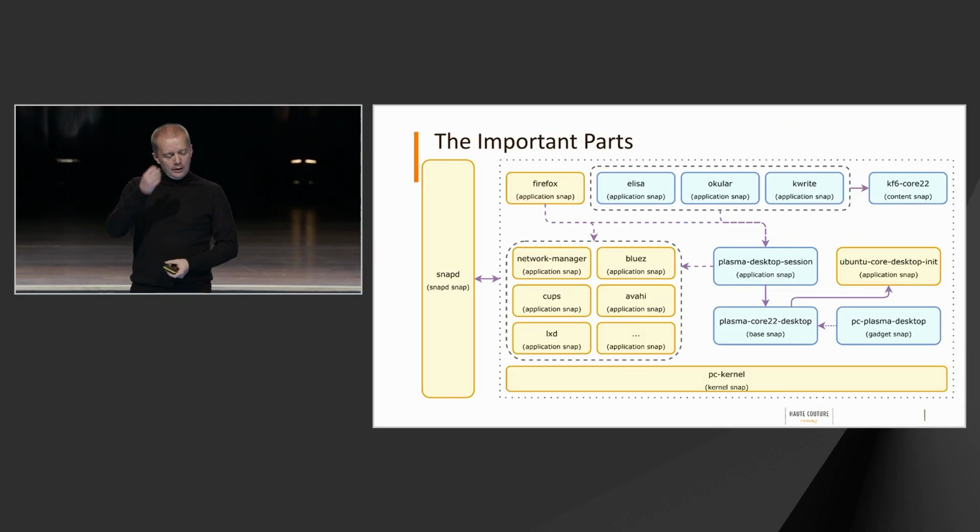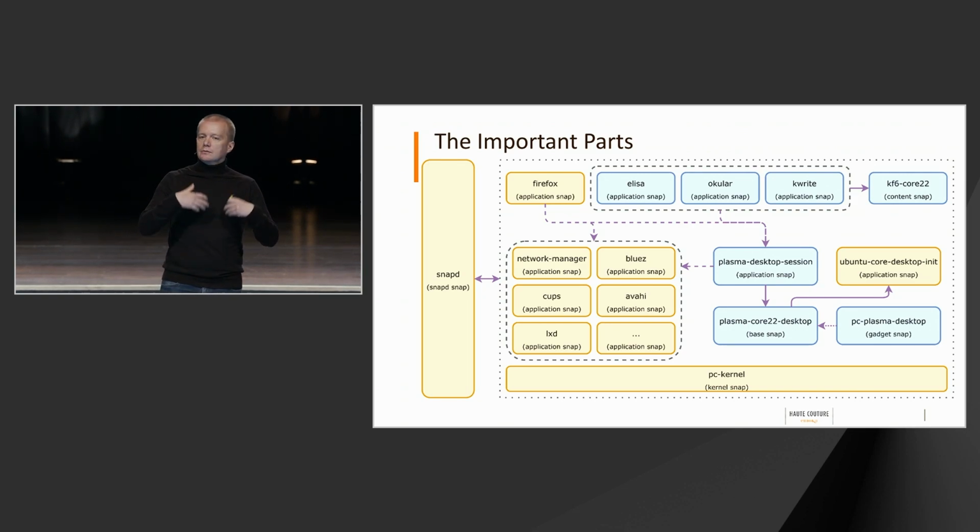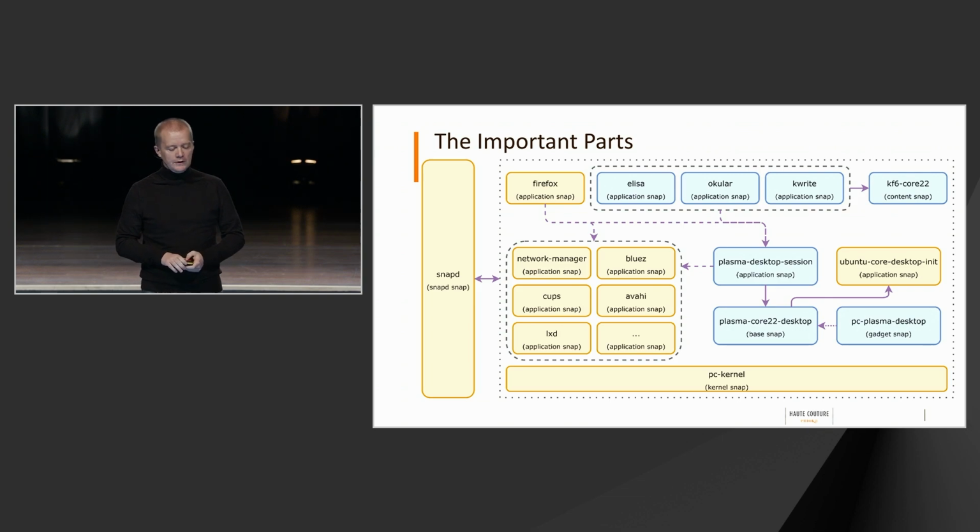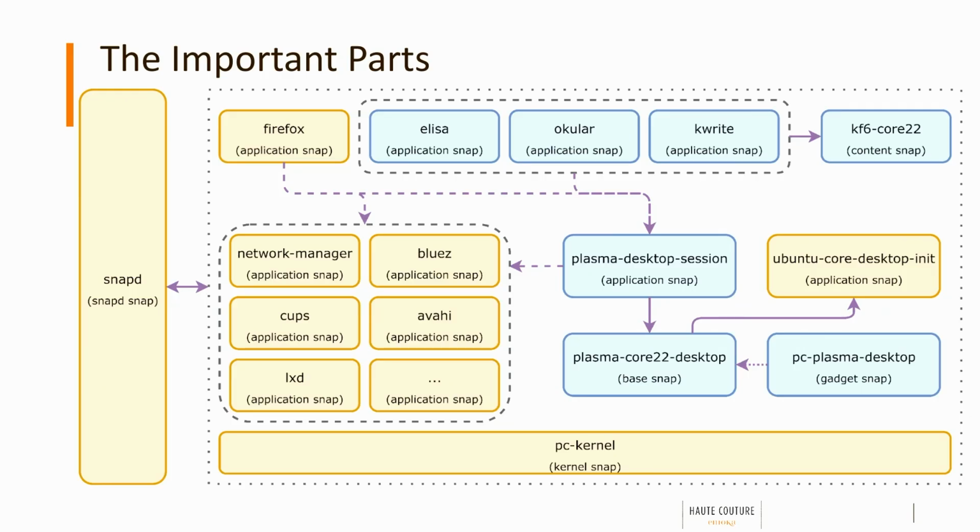All right, now for the KDE Neon architecture. We have some important parts in there. Everything which is in orange on that diagram is basically what was already provided before we started, the different services that you can find for snap core in a system. The blue ones are the ones we've been working on. One important one is the Plasma core22 desktop. That's the base snap which provides all the binaries which will be used to run an actual KDE Plasma session. Then on top of that, we have the Plasma desktop session, which is a regular application snap. This one is really tiny. It's just a bunch of scripts to kickstart the process of the session, but the binaries are coming from the base snap.